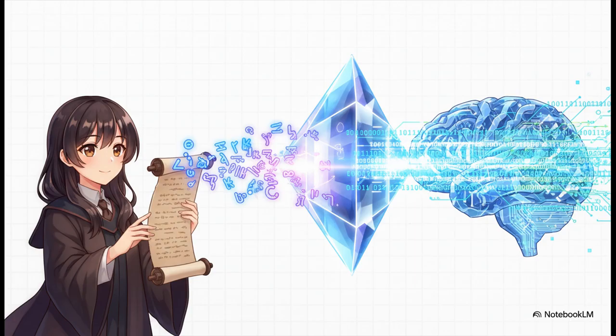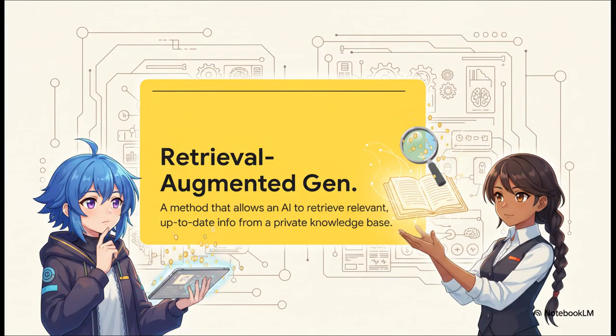It's a huge leap. So let's put a formal definition on it. Retrieval-Augmented Generation is a method that lets an AI retrieve relevant, up-to-the-minute info from a private knowledge base before it generates an answer. This is massive because it means the AI is no longer stuck with just its old training data. It can learn new things, your things, on the fly.